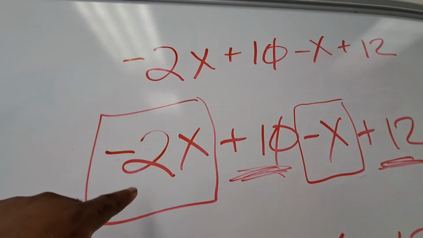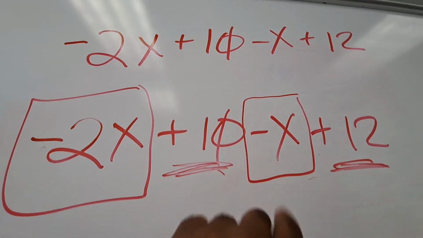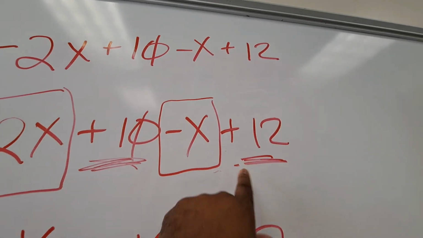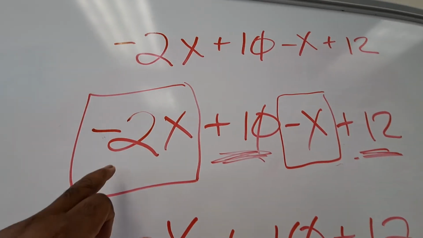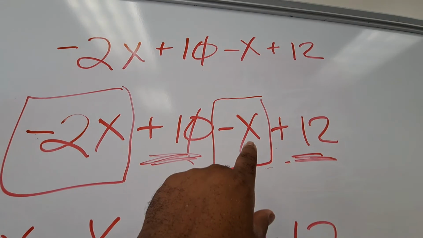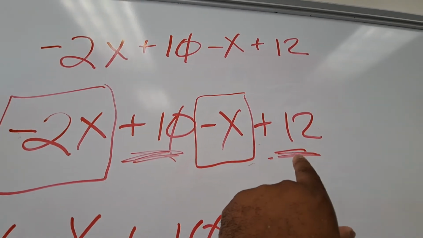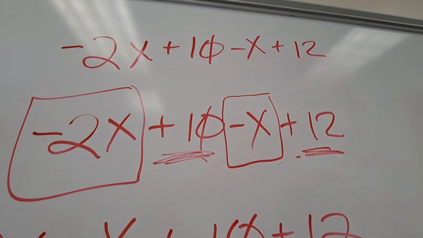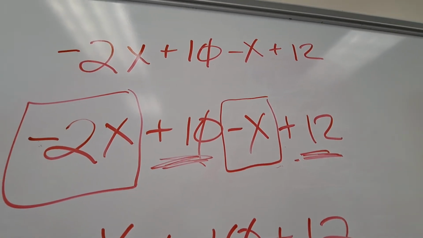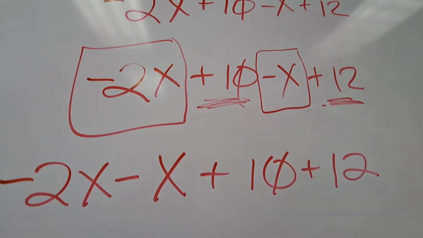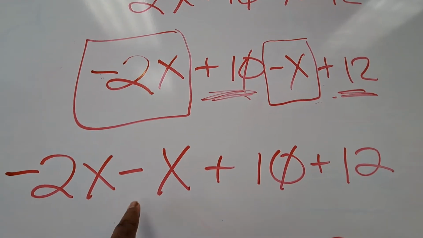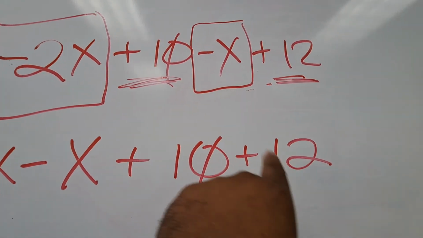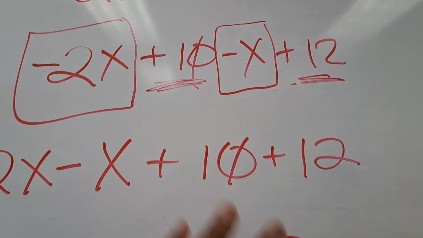And I put a box around this one and this one. That's because they're like terms. And I underline this one and this one because they're like terms. All right, this is the x family, number family, number family. We can't combine the x family with the number family, but we can combine the x family with the x family. So that's what we're going to do. I'm going to rewrite it. Negative 2x minus x. This is all the x family, right? And then here, 10 plus 12. And I can combine those two, right?